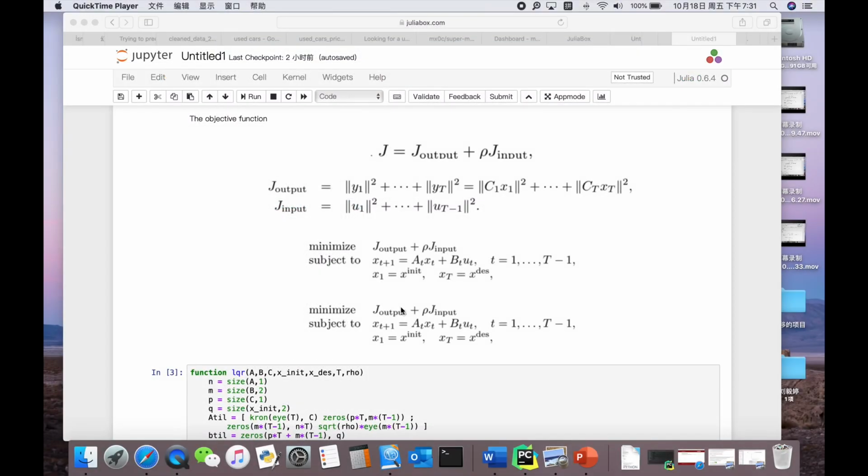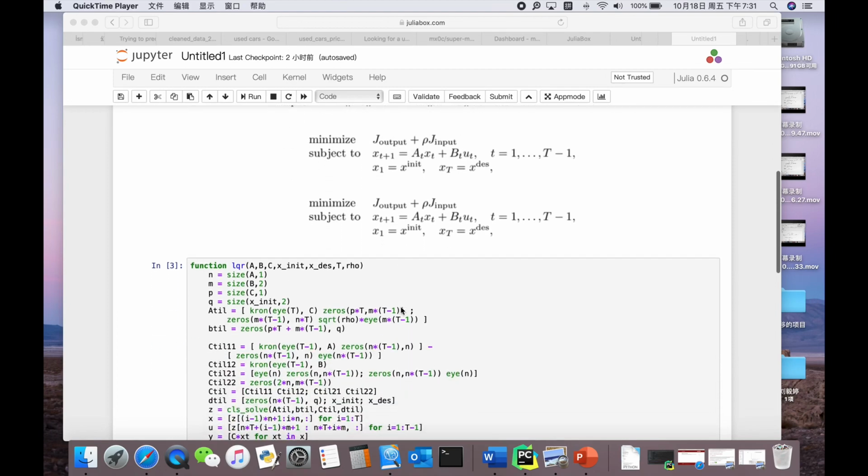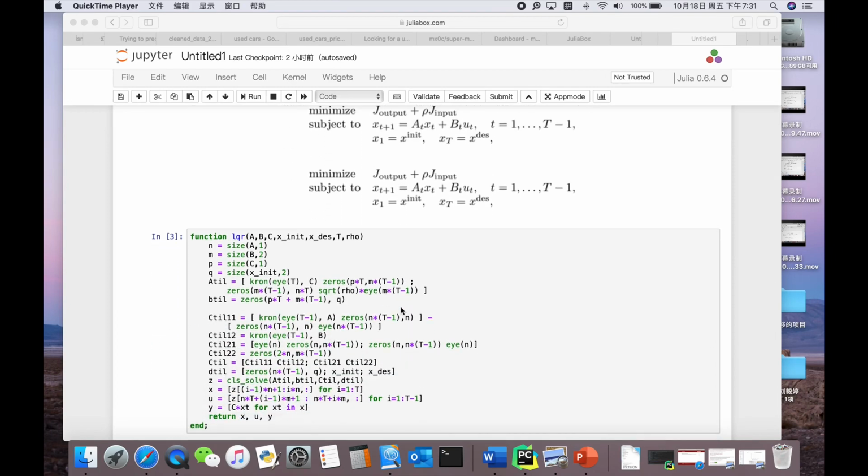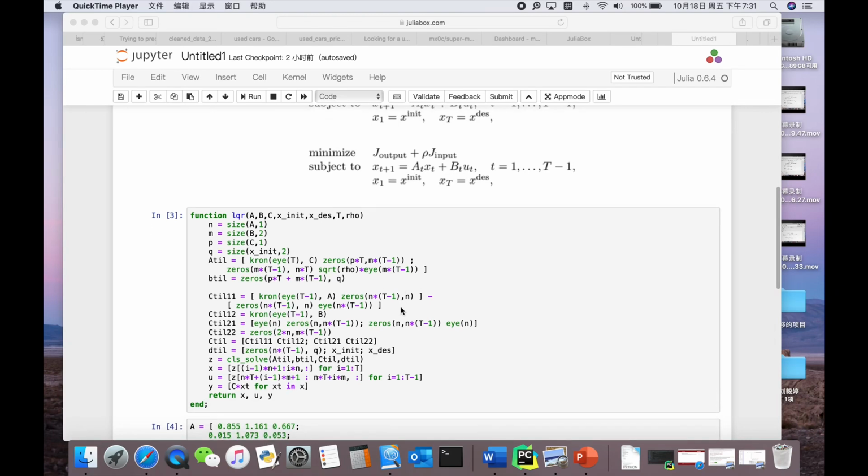Linear quadratic control, and our objective is to minimize J. J equals J output plus rho multiplied by J input. At first, we wrote a function named LQR, which constructs and solves the constrained linear least squares problem. The function returns three arrays x, u, y. We should notice that y_t equals C multiplied by x_t.